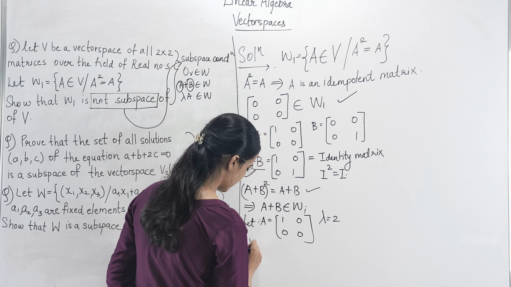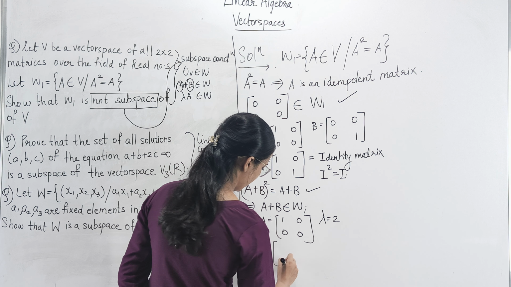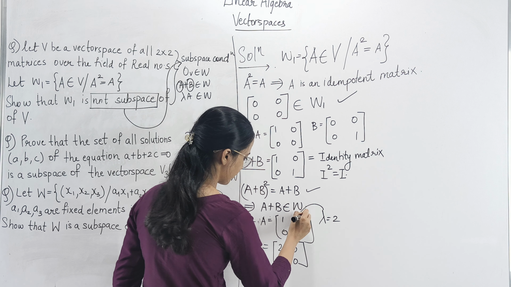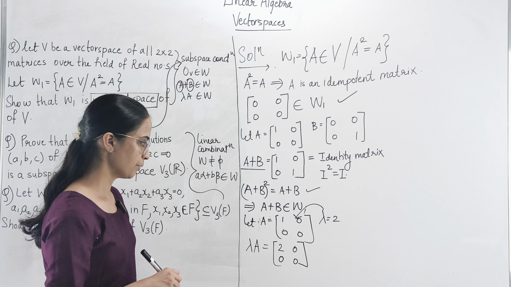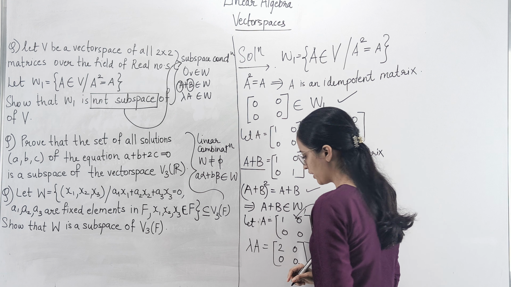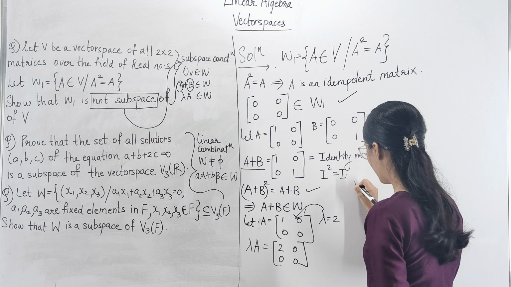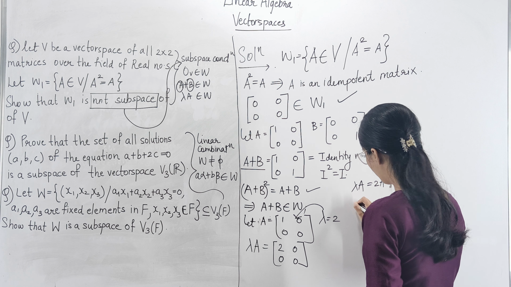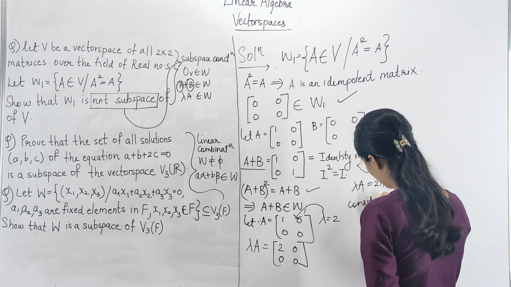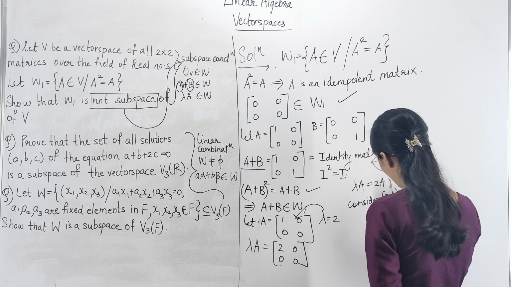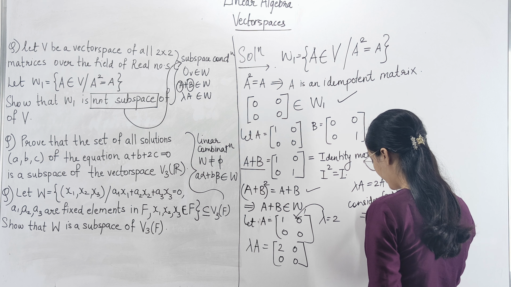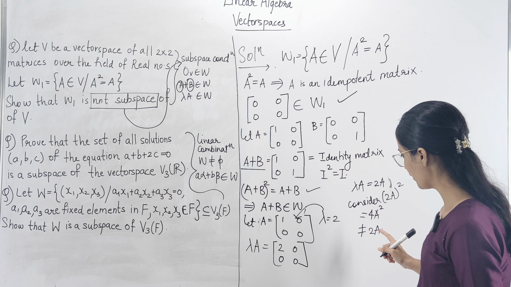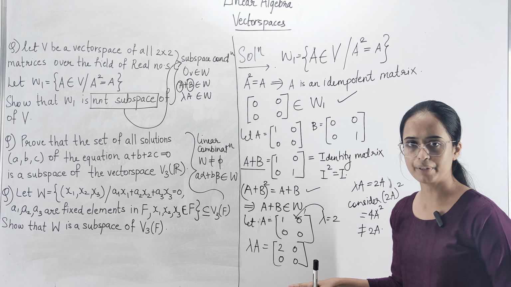So if we do lambda into A, which is 2 0 0 0, simply you have to multiply this lambda with every element of the matrix. Now here, what is the value of lambda? It is 2. So we know that lambda A is nothing but 2A. And if you consider 2A the whole square, what does it come to? It would be 4A square, which is not equal to 2A.